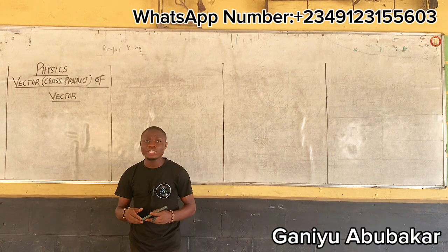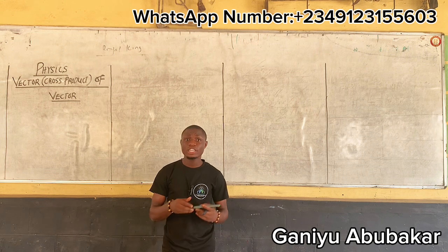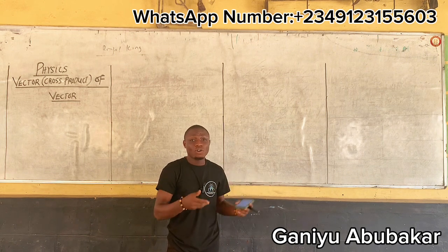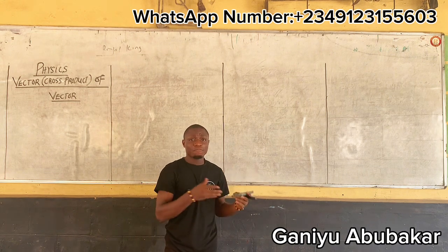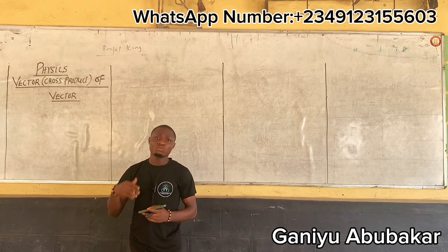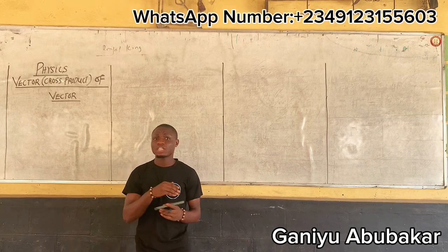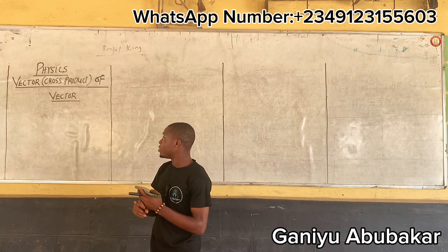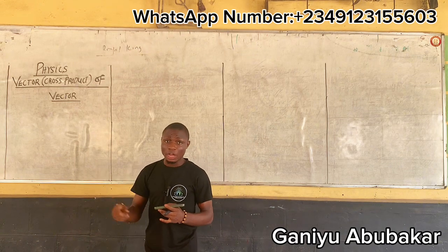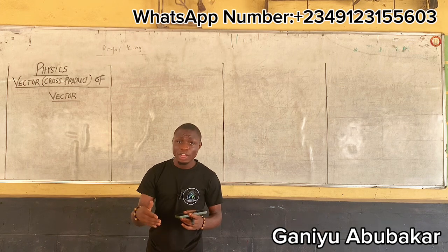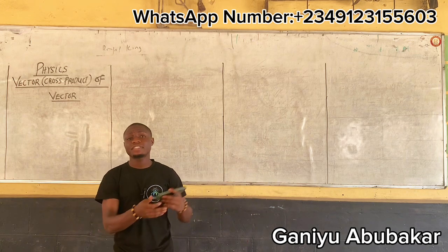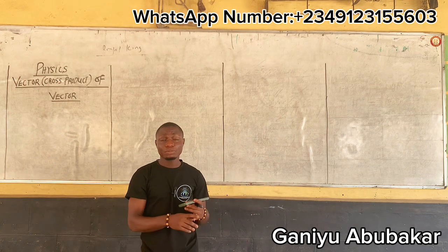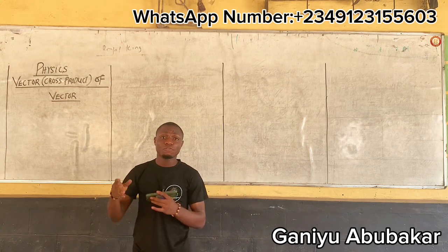Let's dive into the second part, or perhaps the second kind of multiplication of vectors that we have. When it comes to multiplication of vectors, in our previous class we said there are two types. In terms of multiplication, we have the dot product of vectors and the cross product of vectors. I've done a video to explain the first multiplication of vectors, called the dot product of vectors.